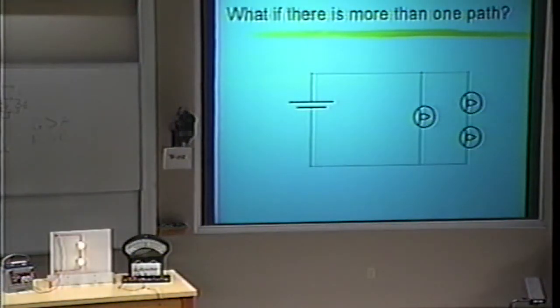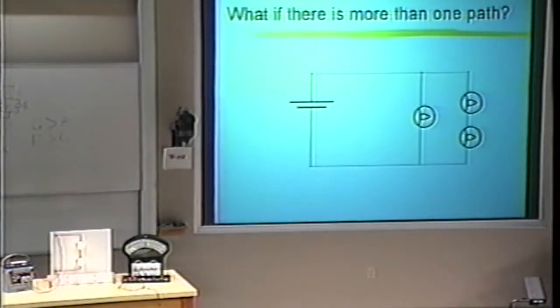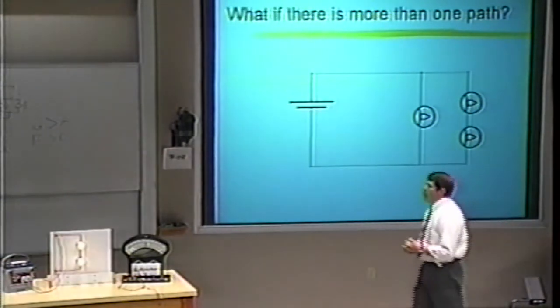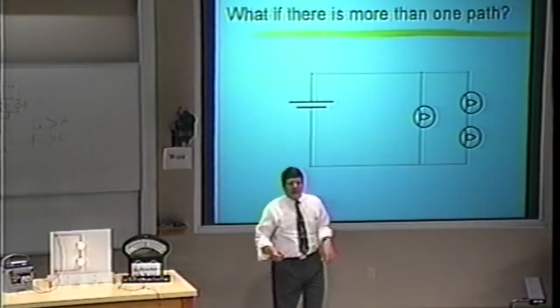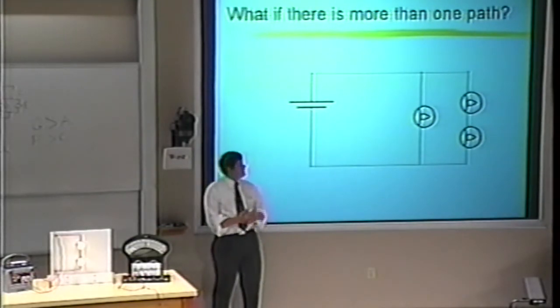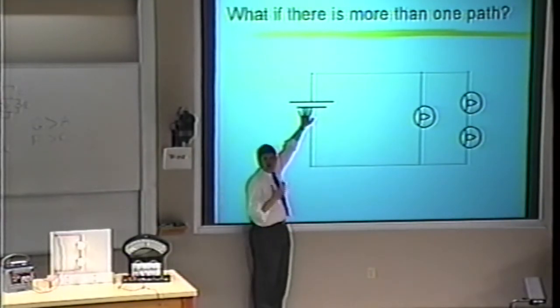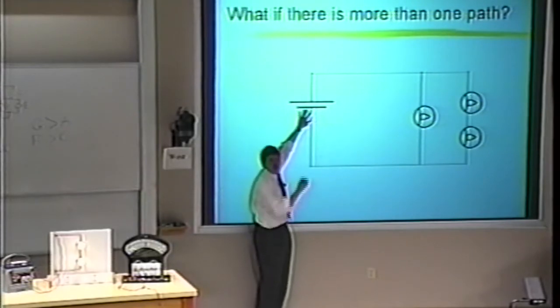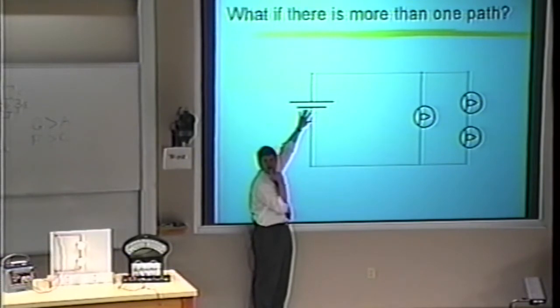Here's a circuit with more than one path. And my question to you is, where is the airplane in this picture? The battery. The battery gives energy to each coulomb, not people, coulombs, that pass through the battery.